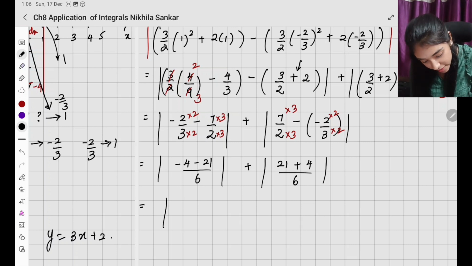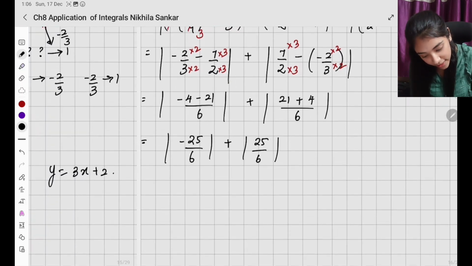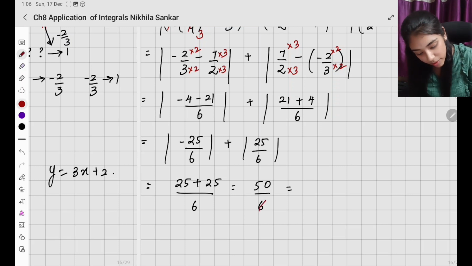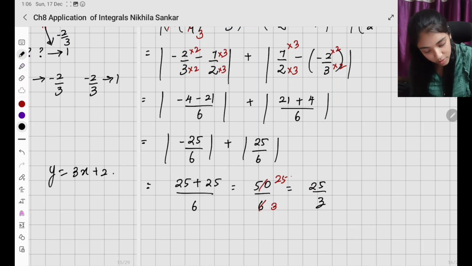So now what do I have? Minus 25 divided by 6 plus 25 divided by 6. So in the end, the 25 comes out of the absolute value and I have 25 plus 25 divided by 6, which is going to be 50 divided by 6. This one I simplify. In the 2 table, I have 2 3s are 6, 2 25s are 50. So this is going to be 25 divided by 3. Okay, please copy.